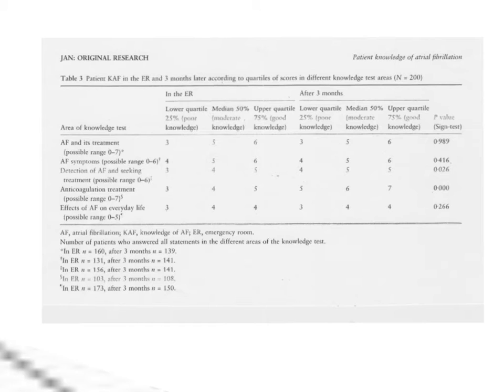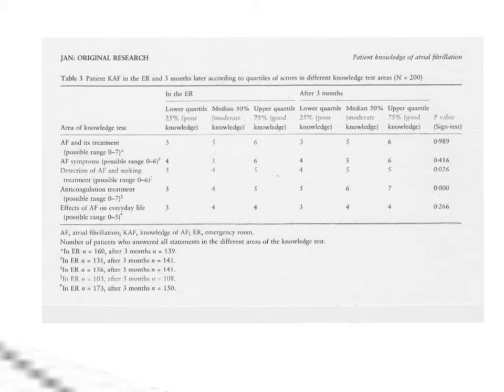So if you look at the table for AFib and its treatment, answering 3 questions correctly was considered to be poor. Answering 5 questions correctly was considered to be the median, and answering 6 questions correctly was considered to be good knowledge. The same procedure was done for AFib symptoms with a possible range of 0 to 6, detection of AFib and seeking treatment with a possible range of 0 to 6, anticoagulation treatment with a range of 0 to 7, and the effects of AFib on everyday life with a range of 0 to 5.